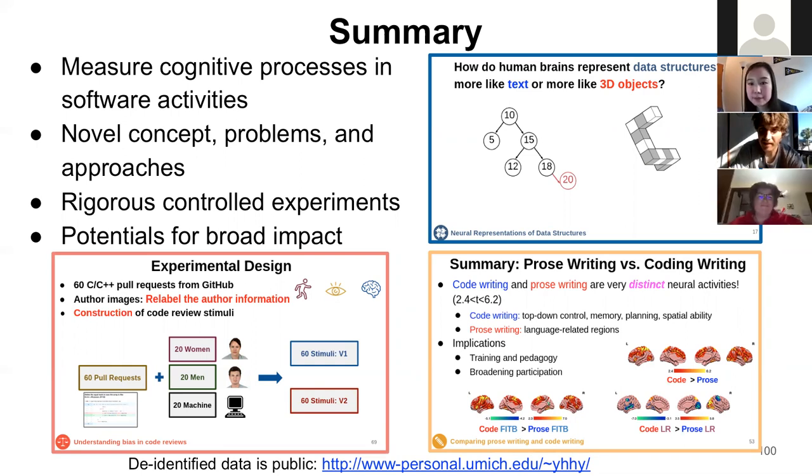Yeah, I have one. I was one of many surprised that there were differences on the code review, but maybe I missed it, but was there any checking of whether the code reviews should have been accepted or should have been rejected? Like, did they get it right or wrong with shorter or longer time?